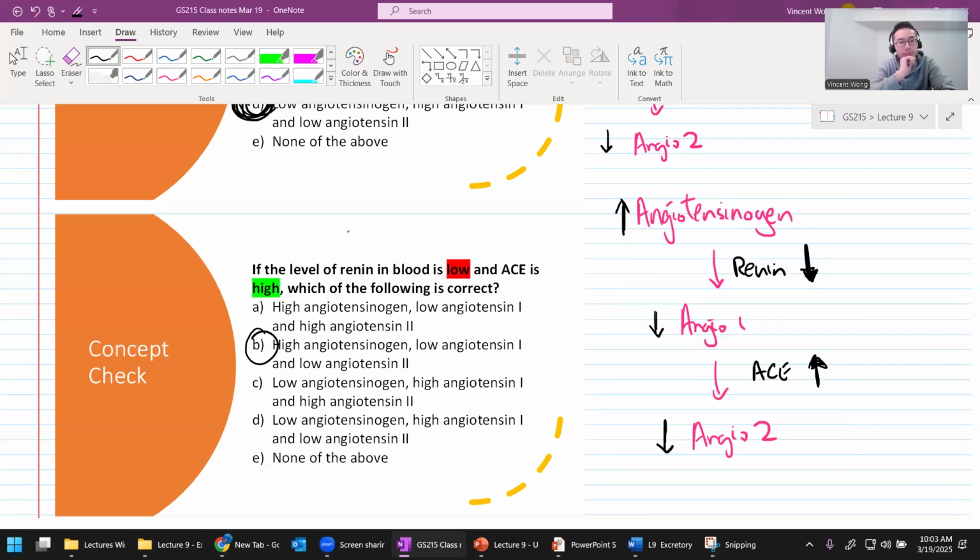Okay? So there are different scenarios that you can work with yourself. Like, what if they're both low? What if they're both high, right? And so on and so forth. All right, I hope that makes sense.